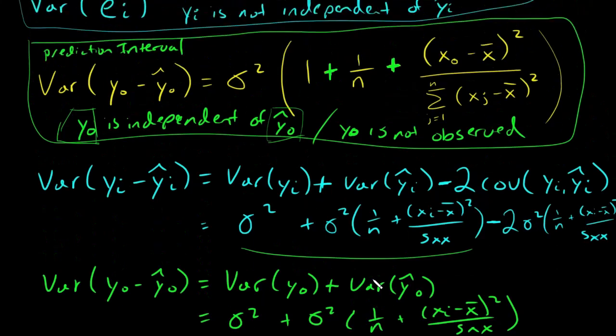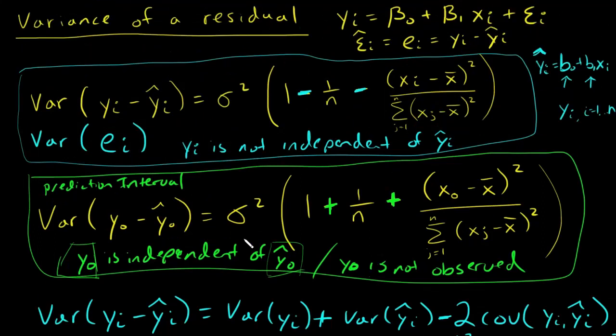So it all comes down to what you're calculating the variance of. This is a variance of an observed residual. This is a variance of a theoretical difference between a non-observed value of y and what that predicted value may be. And remember, when we construct a prediction interval, what we're trying to do is construct an interval for this guy, and so that's why we needed to calculate this variance.